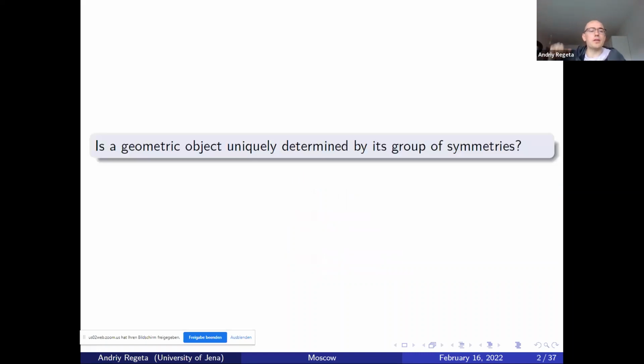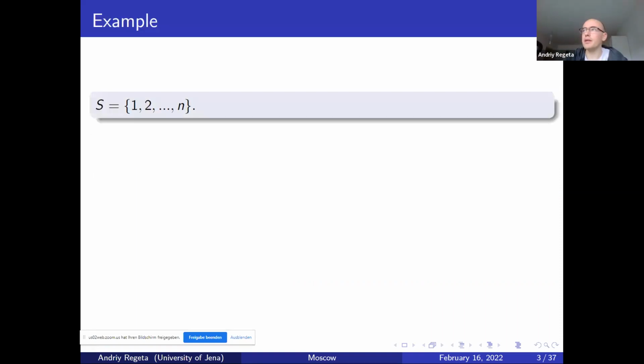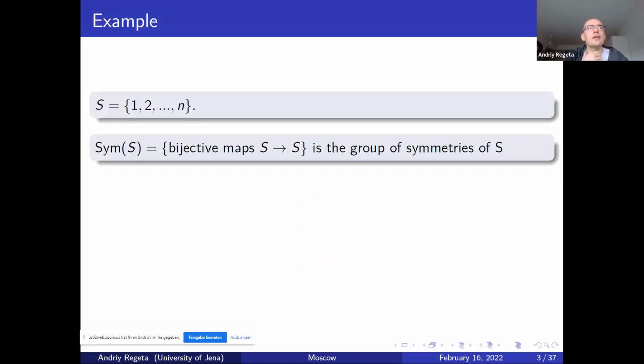So let me start with a very basic question. Is a geometric object uniquely determined by its group of symmetries? Well, let me take probably the easiest geometric object. It's just a finite set. And let me take as its group of symmetries the group of all bijective maps from S to S. So this is a well-known symmetric group.